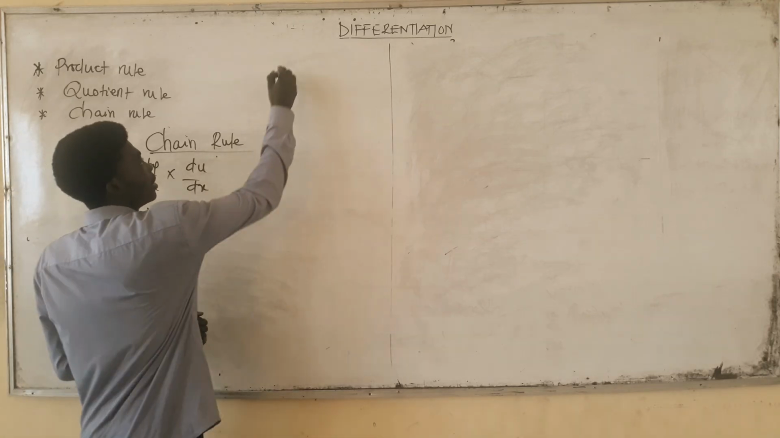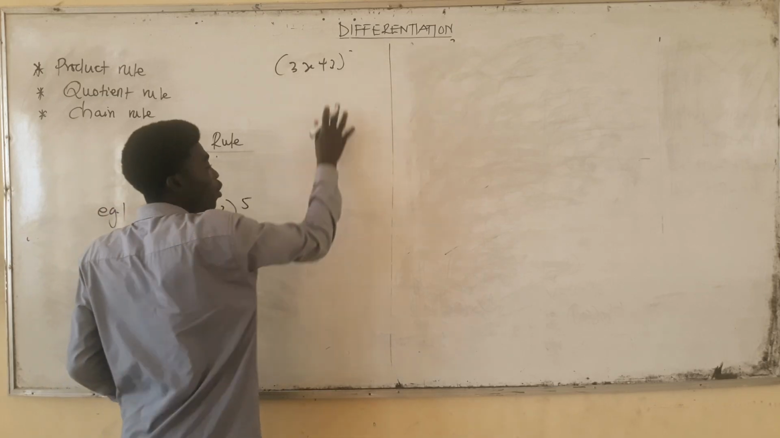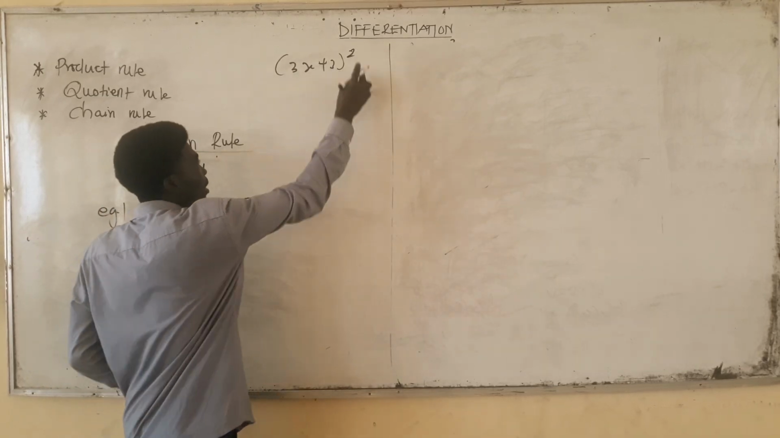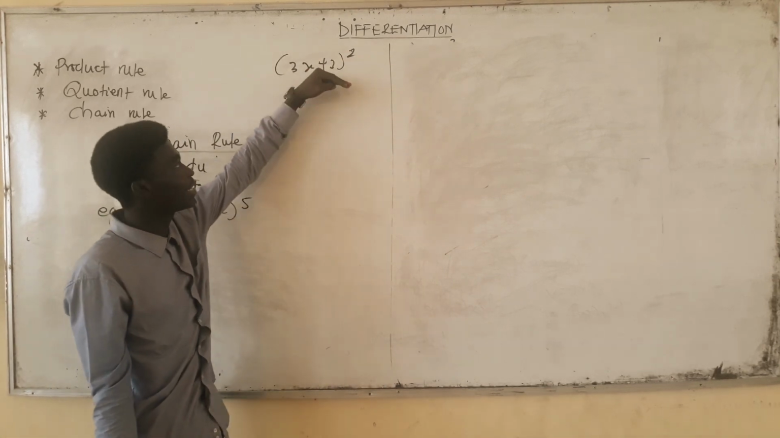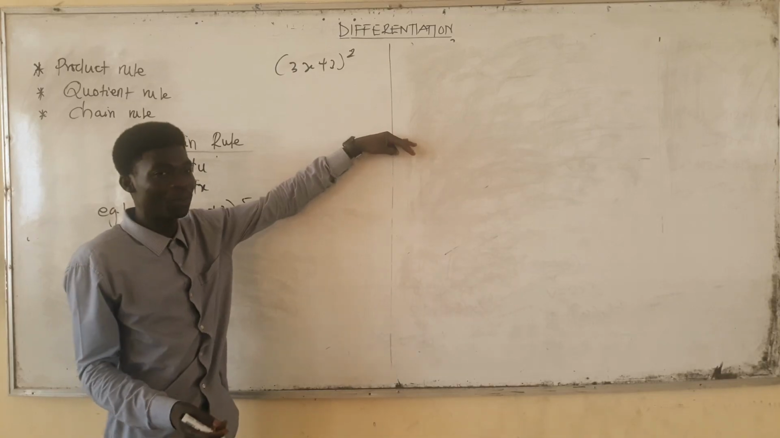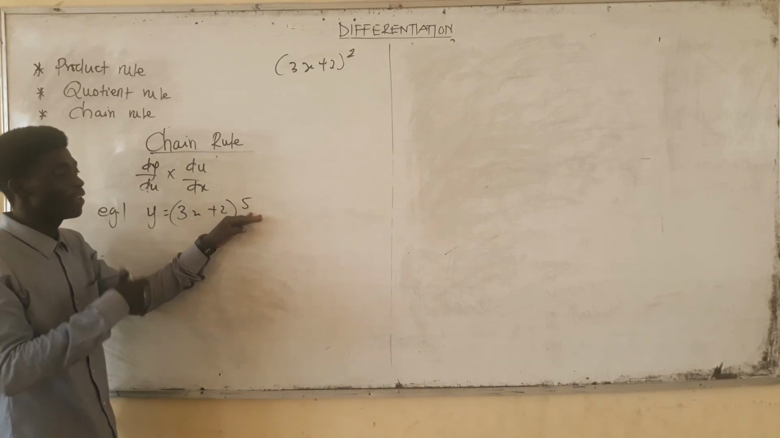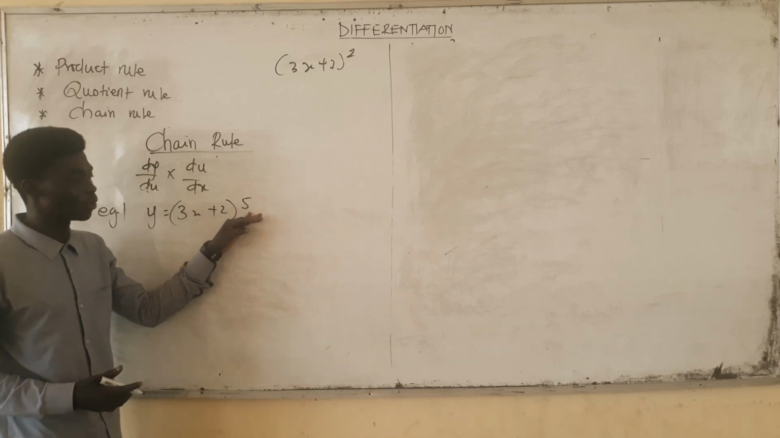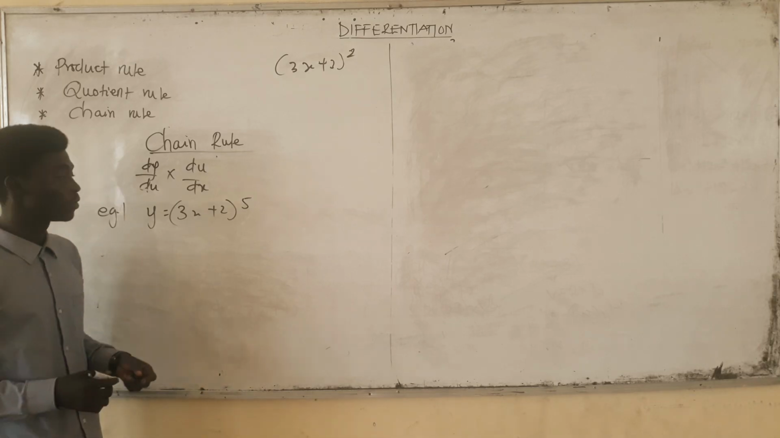Anytime you see that a function in the bracket has an exponent of more than 2, use the chain rule. If the exponent is not more than 2, and let's say it's in this form, (3x plus 3) squared, you can expand this and use the product rule to solve, right? But in this case, our exponent is more than 2, and if you try to expand, you will find it very difficult. So that is why we are going to use the chain rule. And this is how the chain rule works.